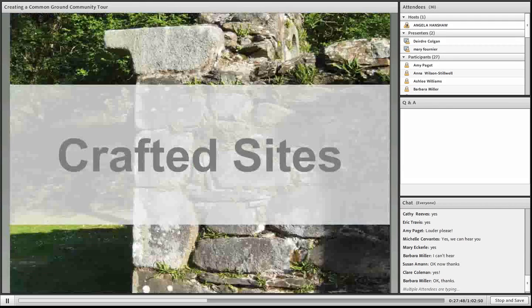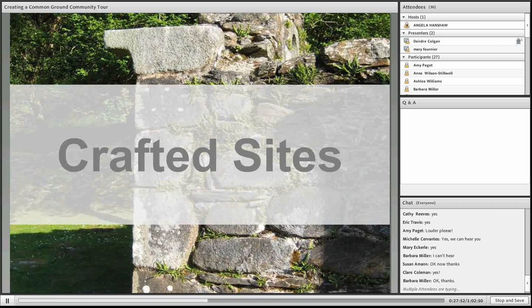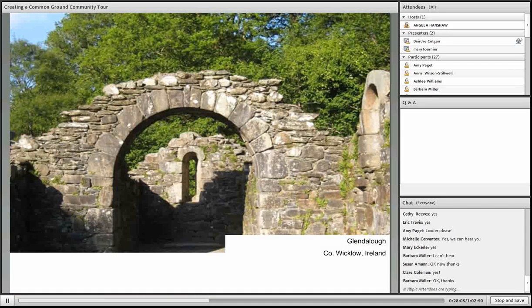So the next kind of site is also a little difficult to explain. I thought it would be helpful to provide you with some examples of sites that could be eligible, in my opinion, within this category for your tour. So here's a very traditional craft site in Glendalough in County Wicklow in Ireland.